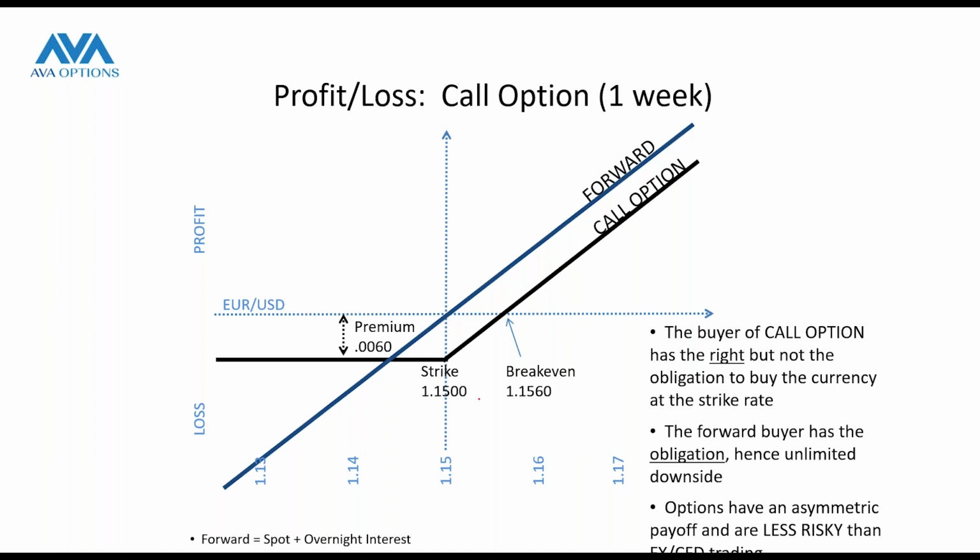I exercise my right to buy at 115. I sell into the market at 115.60, realizing a 60 pip profit, which covers the cost of the option, which was 60 pips. So that's why this is called my break-even point. If the market continues to move higher, I have unlimited profit potential. If the market goes lower, the most I can lose again is the cost of the option, which was 60 pips. In the case of the forward trade or a spot trade, I start to profit immediately as the market moves higher and lose as the market goes lower.